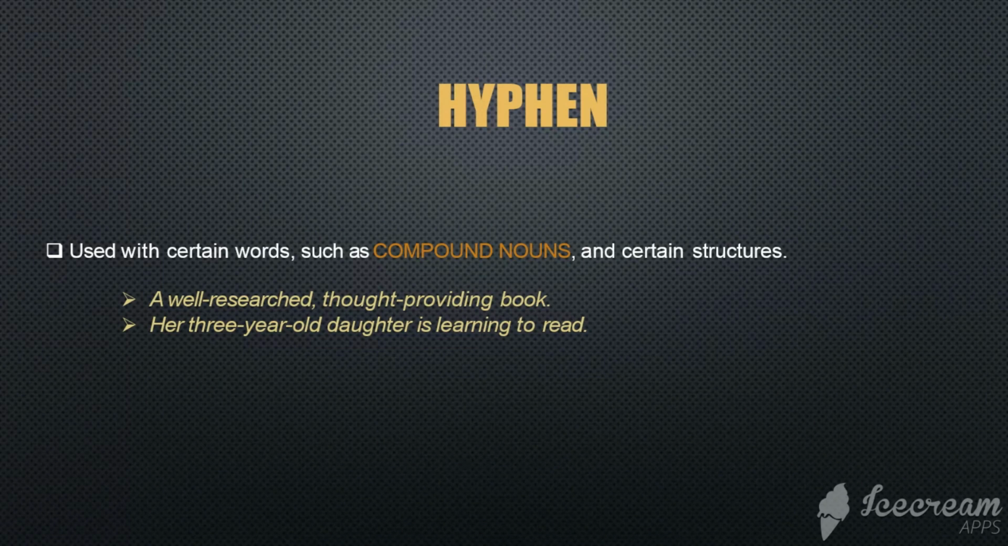Just like that, thought-provoking is also a compound noun. You may see there is a hyphen in between these words. "Her 3-year-old daughter is learning to read." Here, 3-year-old is a compound made up of 3 words. So this is why we have used the hyphens in between.